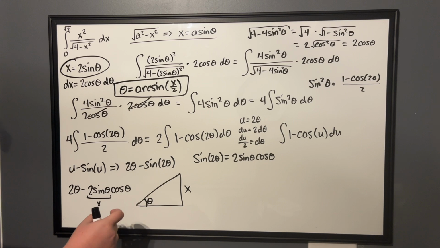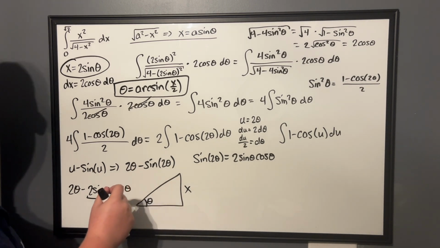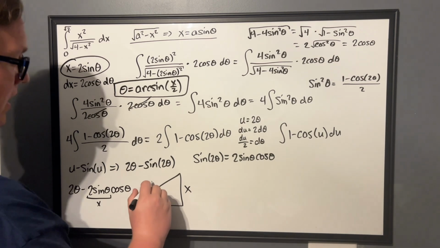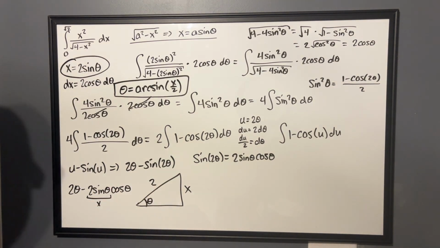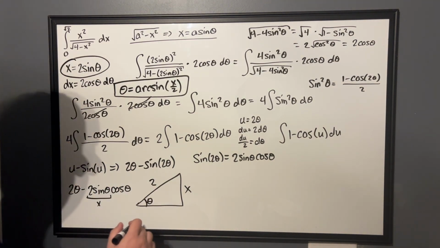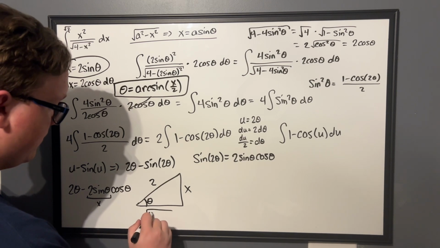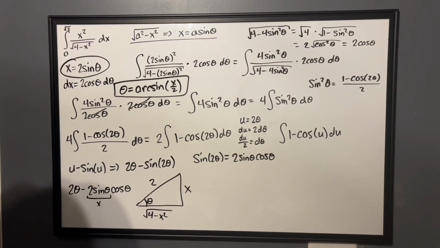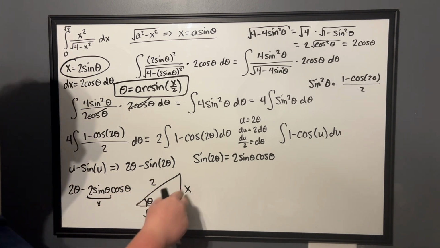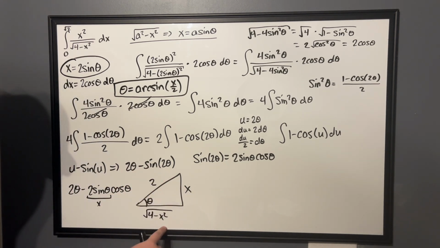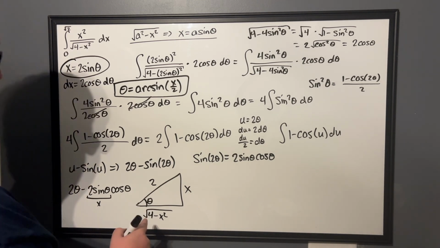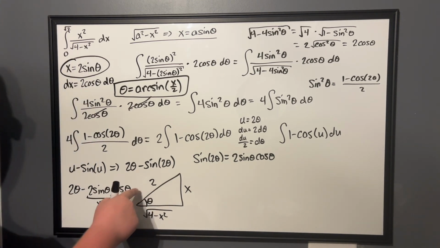Remember that sine theta is going to be opposite over hypotenuse. So in our case, sine theta was x over 2, which means the hypotenuse needs to be 2. And then by the Pythagorean theorem, we can say that this side length right here is going to be the square root of 4 minus x squared. Because if we were to solve for that side length, we would have to square this side and then subtract off the square of this side and take the square root of it. And that's what we're getting right here. Which tells us that cosine theta is going to be equal to the square root of 4 minus x squared over 2.